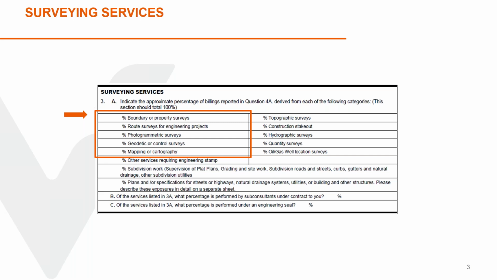The next one is route surveys for engineering projects. And this one is basically gathering information for roadways, railways, power lines. It locates the planned path, or you might hear the term right of way. That's the best way to think of the route survey services.